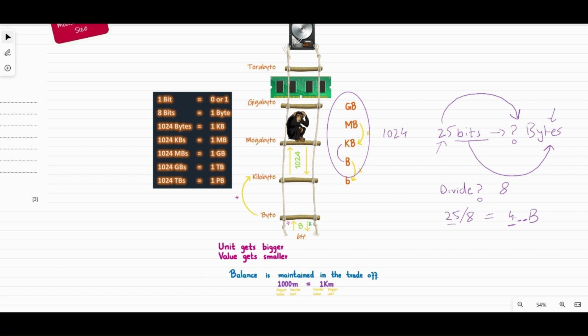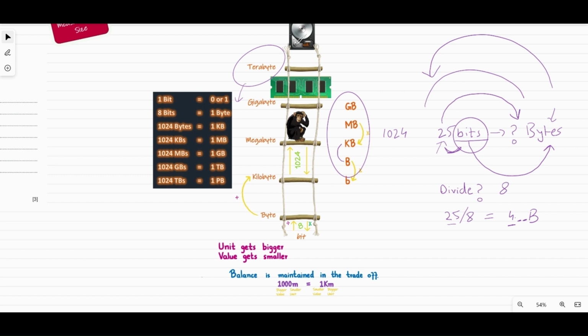Or in other words, the unit from the terabyte, the bigger unit, is going down. So the value must inflate to maintain the balance. Again, when one thing gets smaller, the other gets bigger, and when the other gets bigger, the one thing gets smaller. Here, it is the value with the unit, value with the unit. So you just need to look at the units and the value, whether it is this way or this way.